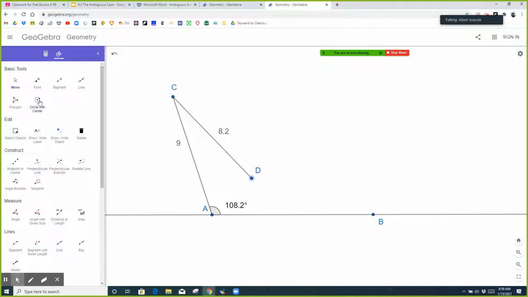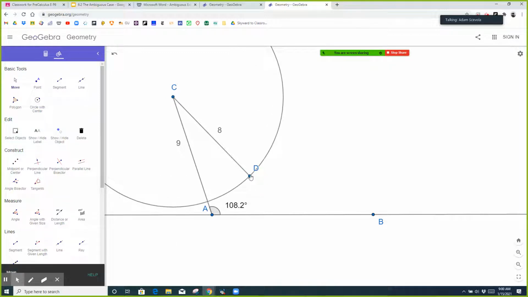So now, the answer is if the side opposite the given angle is greater than the side adjacent the given angle, so in this case, if this side is greater than 9, you can make a triangle. But if the side opposite the given angle is less than the adjacent side, then you can't make a triangle. And again, I started saying this and I stopped, but you can illustrate this with a circle.